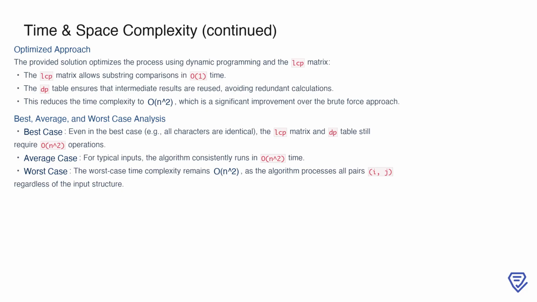Now, let's break down the best, average, and worst-case performance of the algorithm. Even in the best case, such as when all the characters in the input string are identical, the algorithm still needs to compute the LCP matrix and fill the DP table, both of which require O(n²) time. On average, for typical inputs, the algorithm consistently runs in O(n²) time. In the worst case, where the structure of the input string requires processing all possible pairs i, j, the time complexity remains O(n²), as the algorithm is designed to handle these cases efficiently.